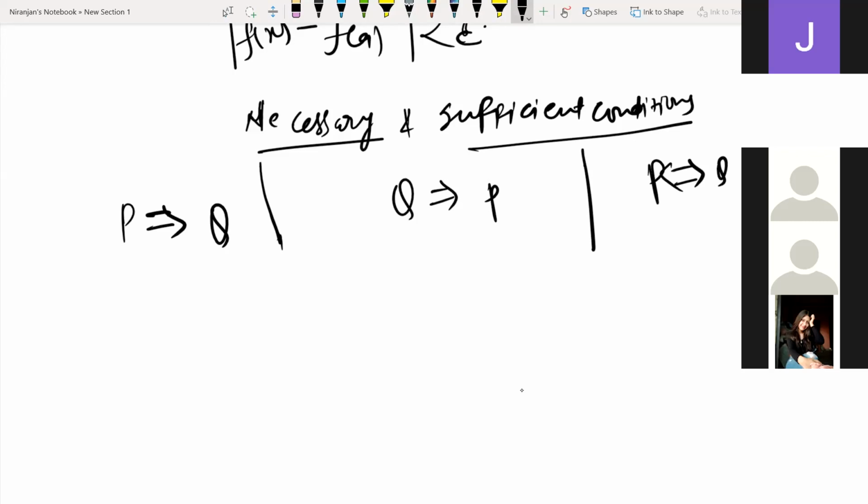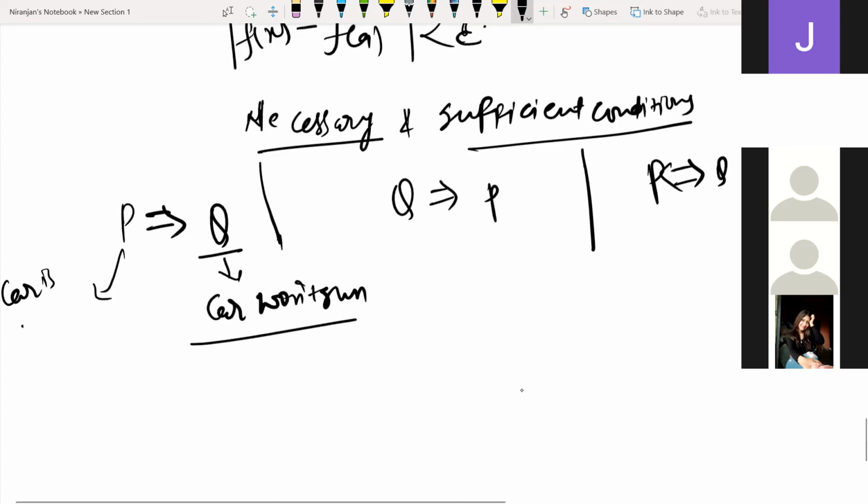So to make Q happen, car won't run. Car is out of gas. To make this happen, is this a strong argument or a weak argument? What do you think?